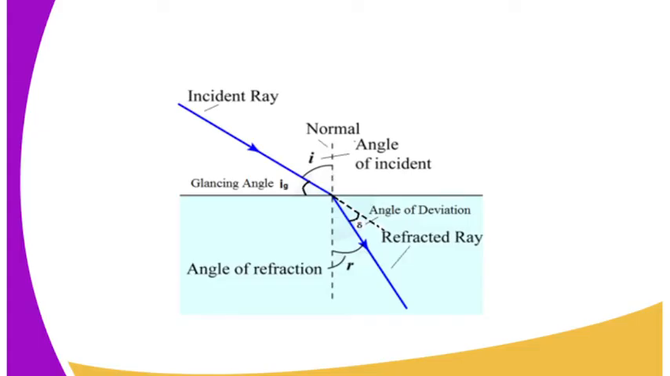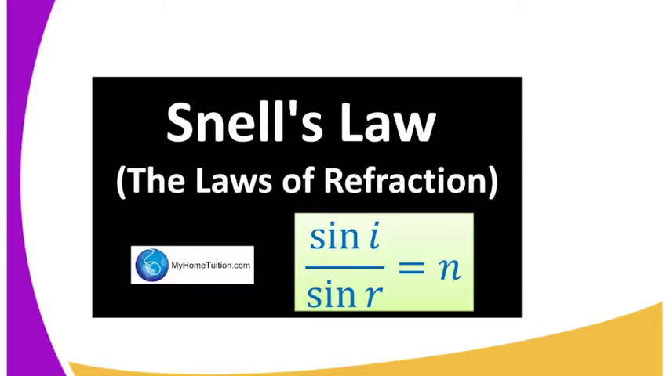When light travels from a less dense medium, air, to a more dense medium, glass, it is refracted towards the normal. The angle of incidence is greater than the angle of refraction, by the principle of reversibility of light. We have the laws of refraction, and there you can see we have Snell's law. That means the sine of the angle of incidence divided by the sine of the angle of refraction gives us the refractive index.